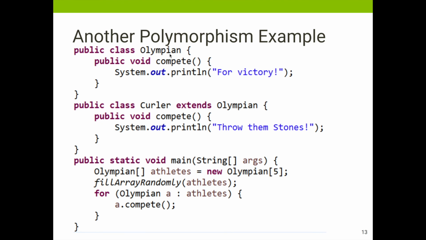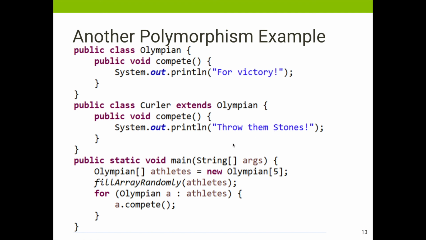We're going to have an Olympian that has a method. They know how to compete for victory. Then we have a curler. We have a curler that is also an Olympian. So a curler is an Olympian. I would draw an arrow from curler to Olympian. And they compete and they throw stones.